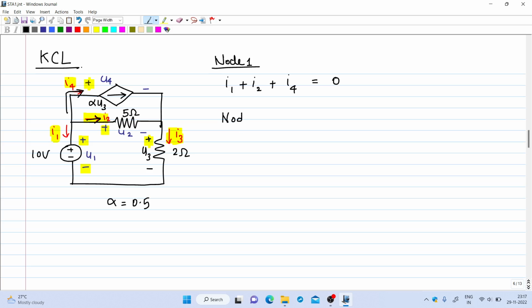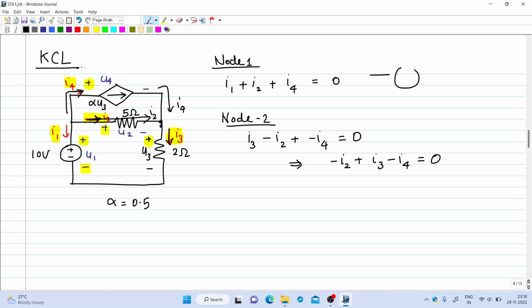Then for node 2 also we can write the KCL. For node 2, I3 is flowing out, so plus I3. I2 is coming in, so minus I2. Then I4 is also coming in, so minus I4 equal to 0. So it is minus I2 plus I3 minus I4 equal to 0. So we got 2 equations from KCL.